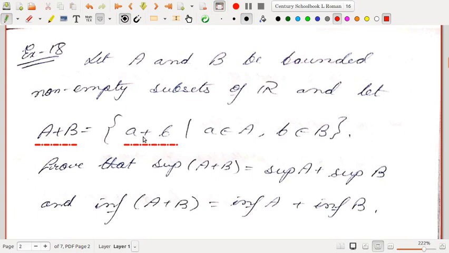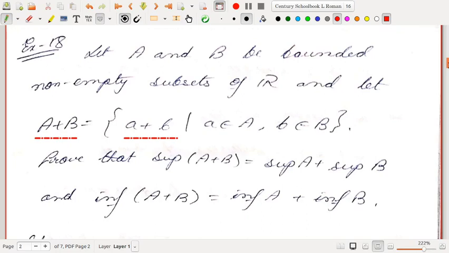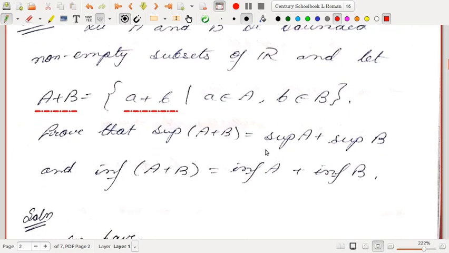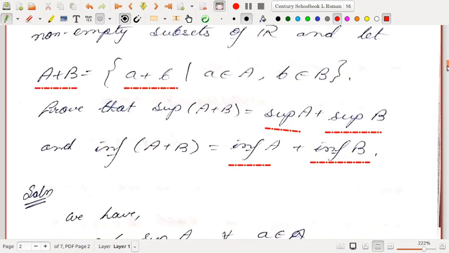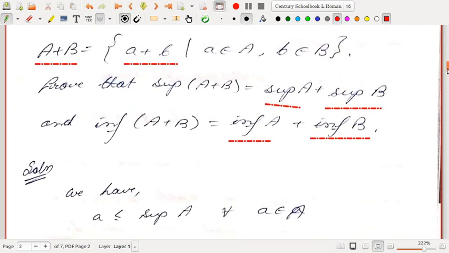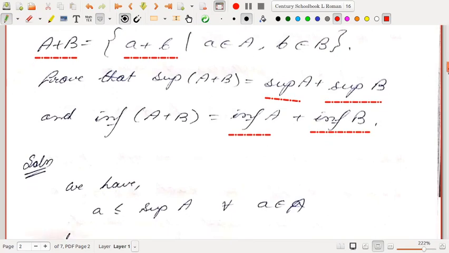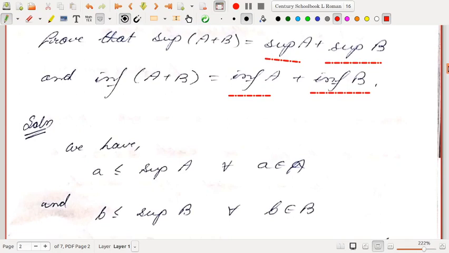A plus B is defined as the set of a plus b, where the first element a is from capital A and the second element b is from capital B. We have to prove that supremum of A plus B is the same as supremum of A plus supremum of B, and infimum of A plus B is the same as infimum of A plus infimum of B. Okay, so we prove it for supremum, and proving it for infimum is very similar. So I leave it as an exercise, so you please try to do it yourself.